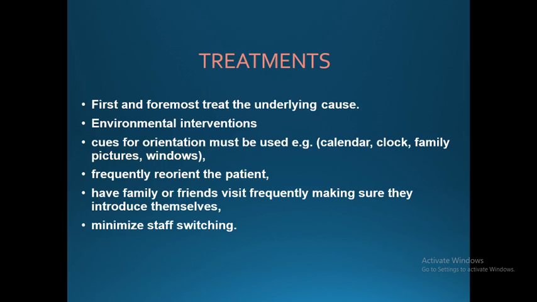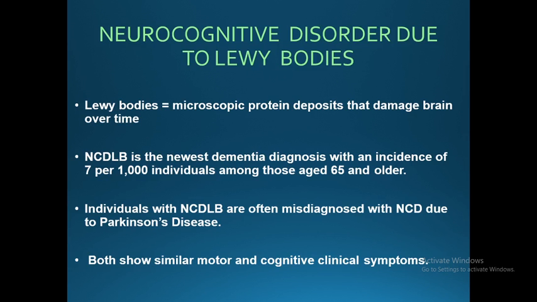Now we have to keep on remembering, and the therapeutic aspects we will discuss once we meet each other in class. Then have family or friends visit frequently, making sure they introduce themselves. Most of these patients who are suffering from dementia are not able to identify their family members even at times. So when they come, we have to keep on reminding them, or we have to reorient. We have to keep on reorienting the patient. Minimize staff switching. Yes, it's better if we can keep the same staff for these kinds of patients, right?